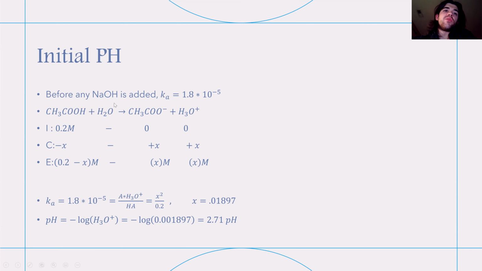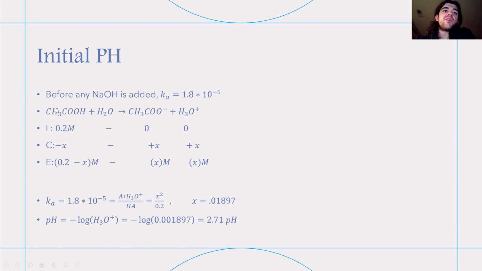We have our ICE table. We don't care about water. This is all zeros, minus X, plus X. And here we have this and this, so we get all this. We finish our ICE table, and then we go down here. Our K is going to be 1.8 times 10 to the negative fifth. We assume that. And so up here, A is going to be relating to this right here.